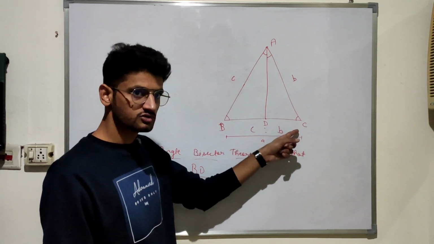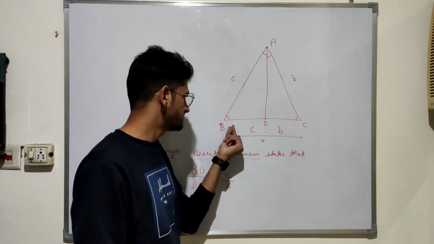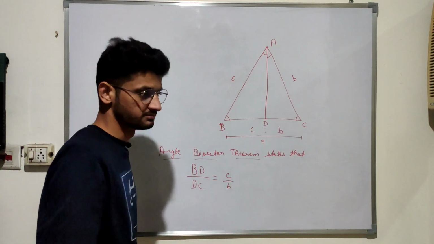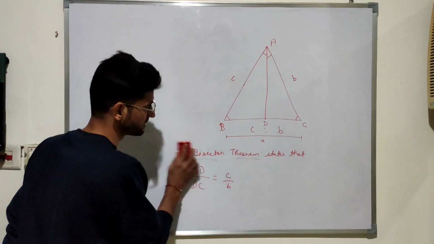C is the side length opposite to angle C, and B is the side length opposite to angle B. This is all about the angle bisector theorem. Now the next point is the midpoint theorem.